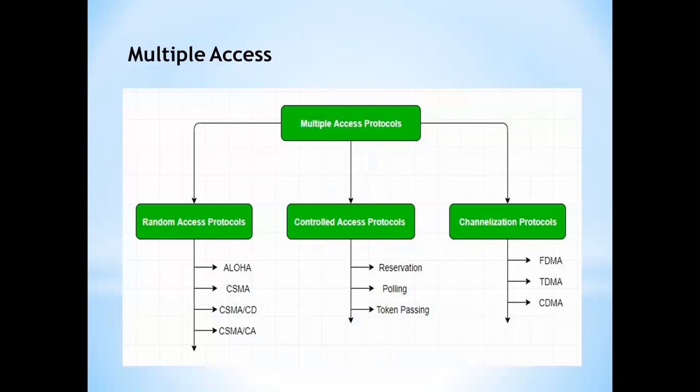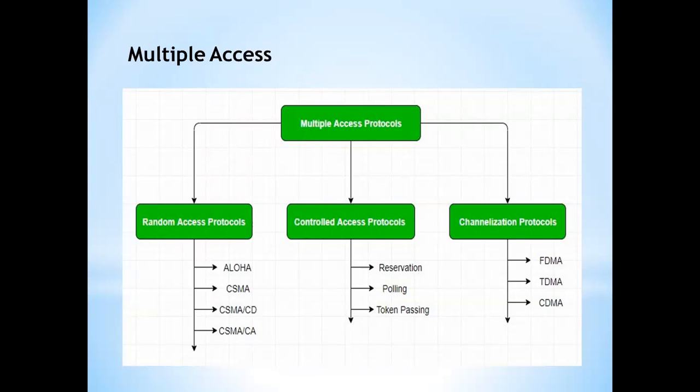Next is multiple access. When a number of stations use the common link of a communication system, we have to use a multiple access protocol in order to coordinate the access to the common link. There are three techniques used to deal with the multiple access problem. First is random access, second is controlled access, and third is channelization.